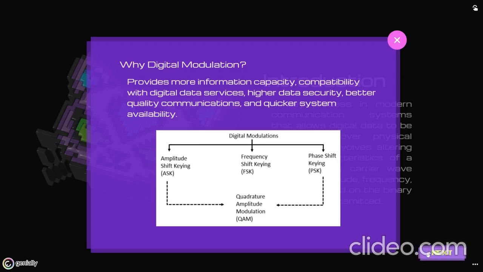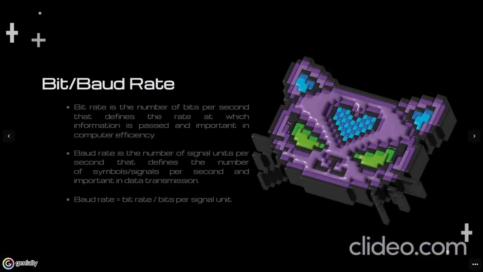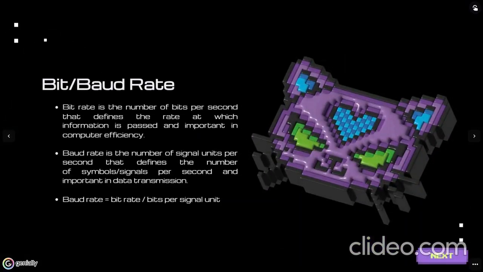Next are the terms related to data transmission and modulation, which are bit rate and baud rate. Bit rate is the number of bits per second that defines the rate at which information is passed, and is very important in computer efficiency. While baud rate is the number of signal units per second that defines the number of symbols or signals per second, very important in data transmission. Baud rate is less than or equal to the bit rate, and baud rate also determines the bandwidth required to send a signal. The calculation for baud rate is the bit rate divided by bits per signal unit.